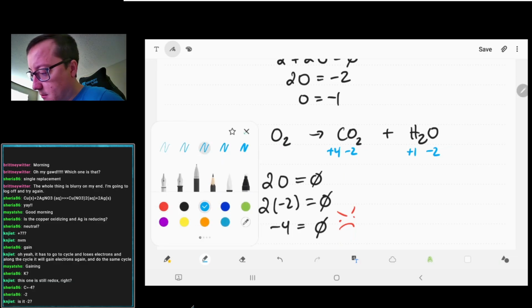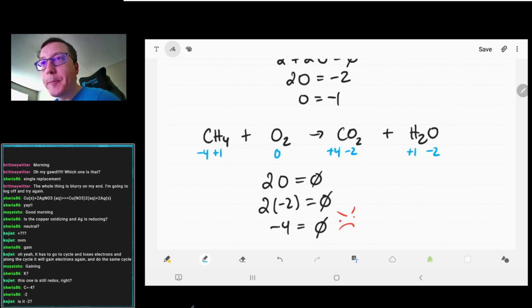This one has to be 0, right? It's by itself. Anything by itself, rule number 1. Anything by itself, 0. You could just do this algebra: 2 times oxygen equals 0, so oxygen therefore must be 0. You could do it that way as well. So, I tricked you.